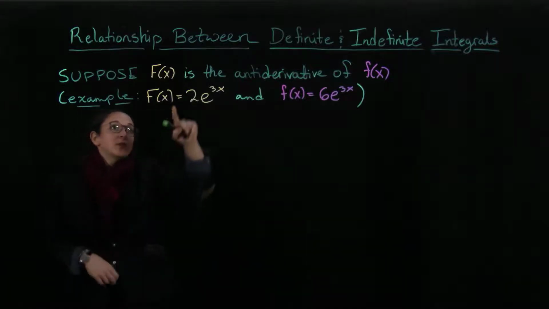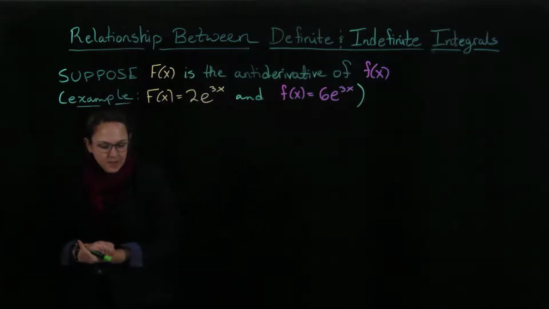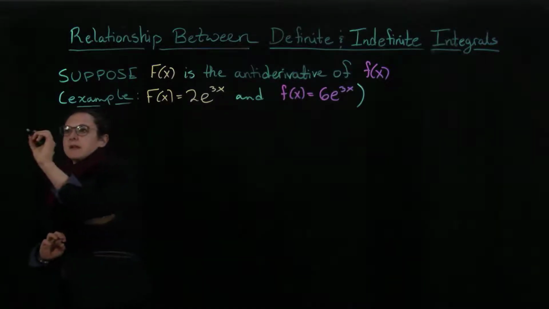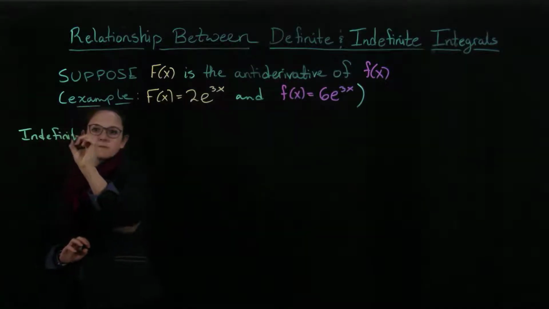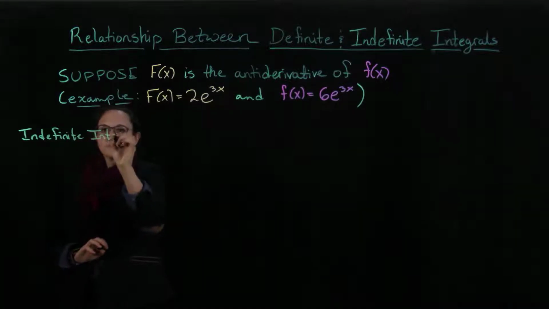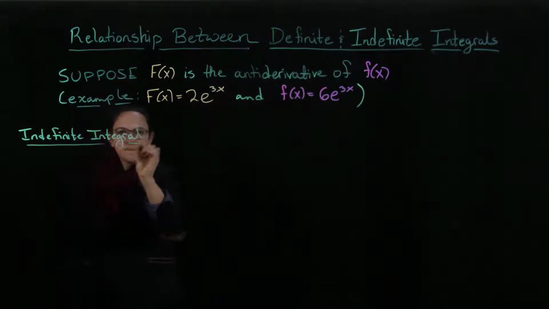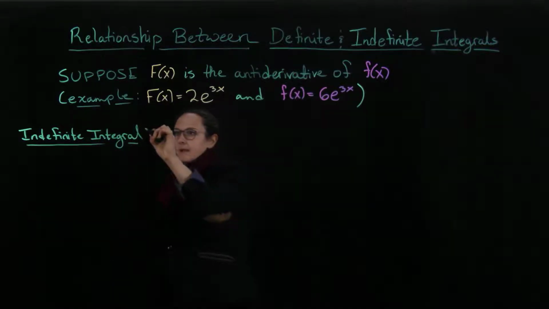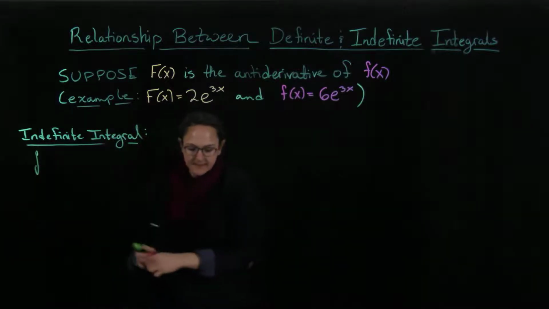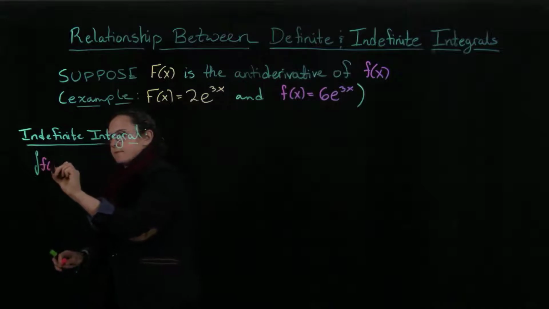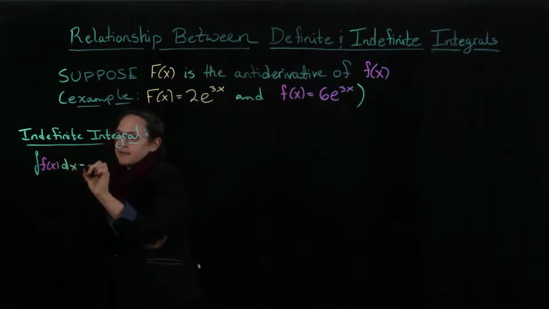For this to be more general, you should actually have a plus c. This is a specific antiderivative. So I'm going to write the indefinite integral over here. For the indefinite integral, if I take the integral of this f of x dx, then I'm going to get this antiderivative.